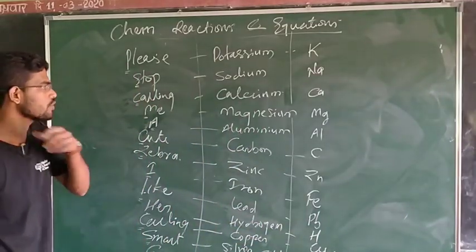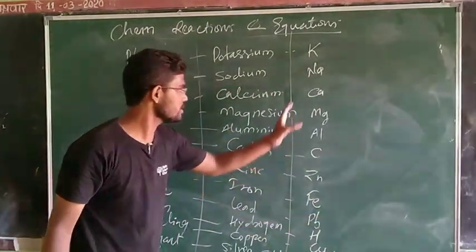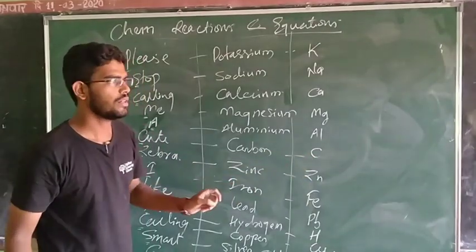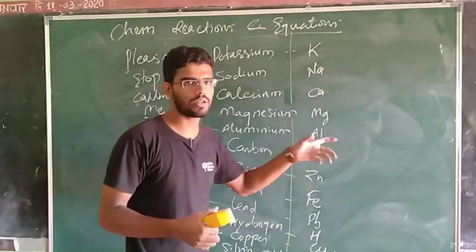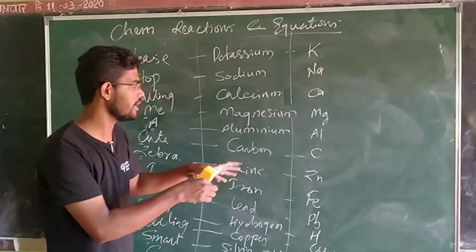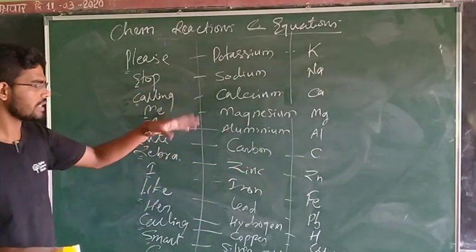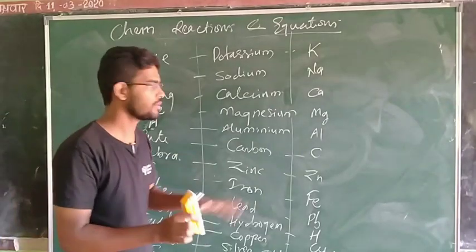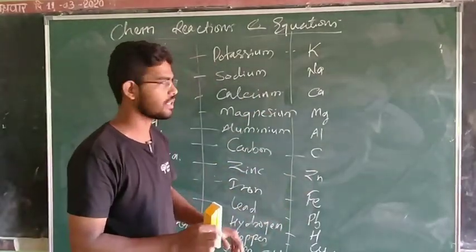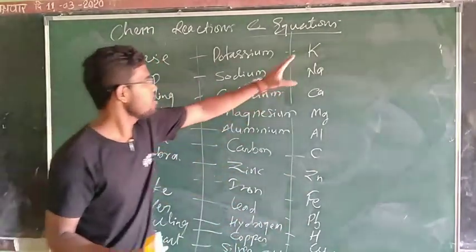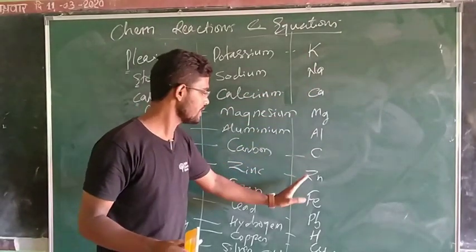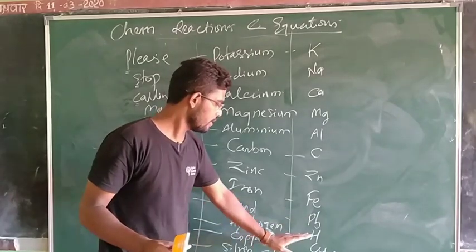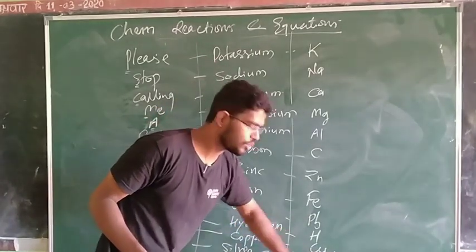Okay. If you don't know how these elements are named, in upcoming days we are supposed to make videos for 8th and 9th class. There you can get an idea. Then you can check the links and you may find out. For now we will focus on 10th. So this is the chart that I have made: potassium, sodium, calcium, magnesium, aluminum, carbon, zinc, iron, lead, hydrogen, copper, silver, and gold.